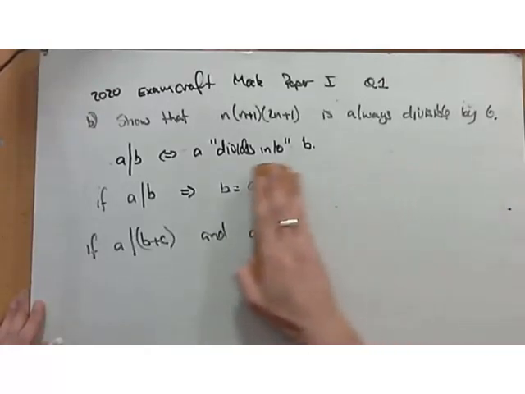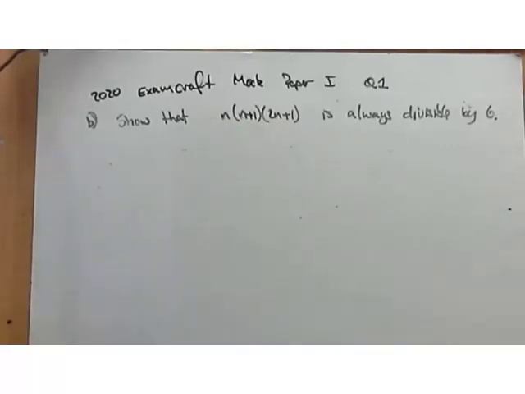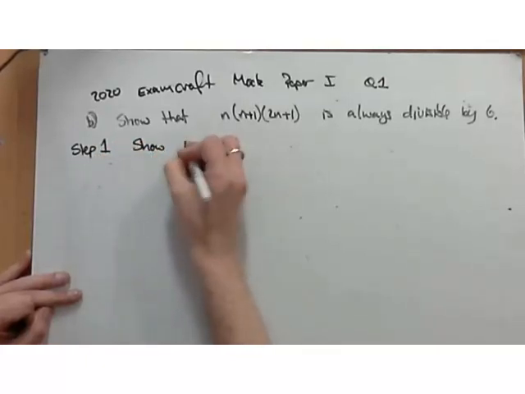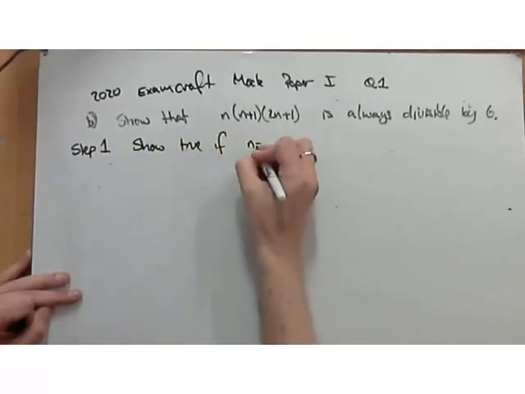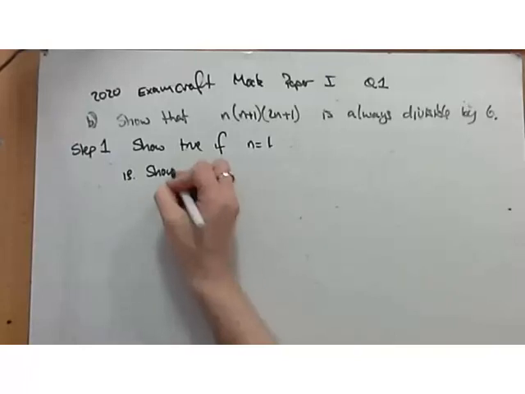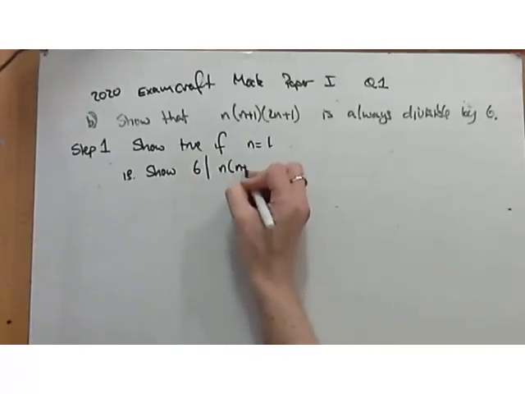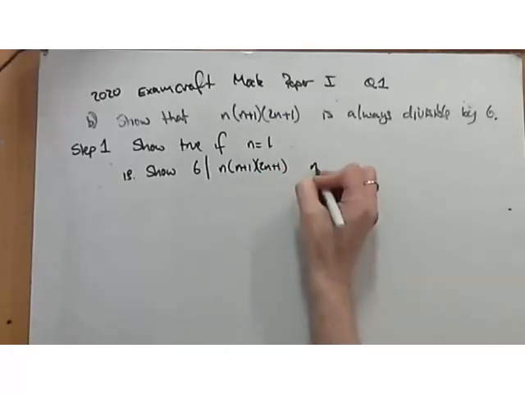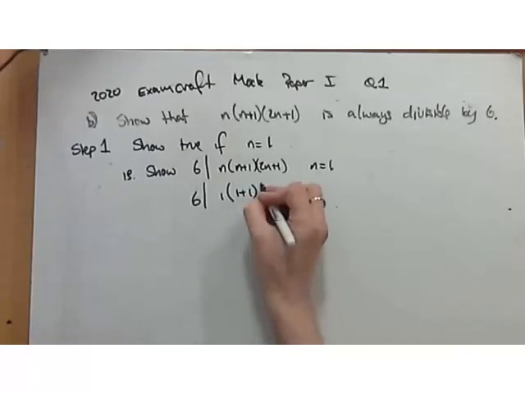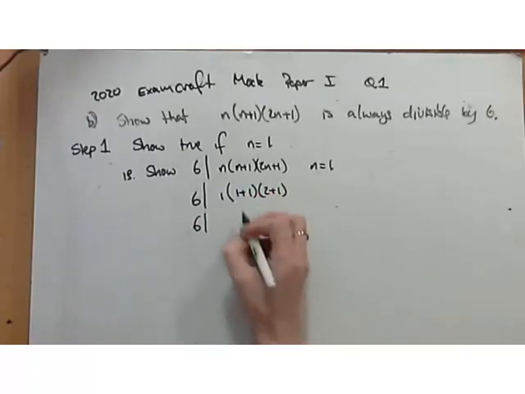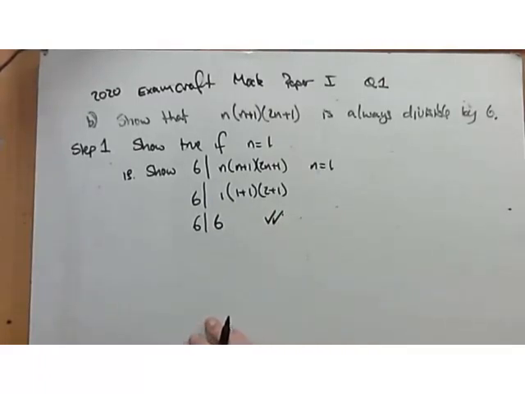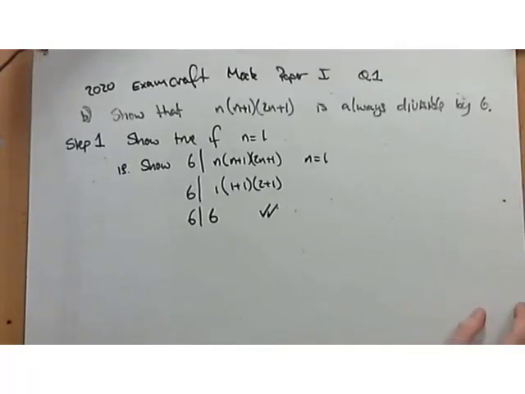Good. So step 1, we have to do these out. Step 1, show it's true if n is equal to 1, i.e. show that 6 divides into n times n plus 1 times 2n plus 1, where n is 1. So 6 divides into 1 times 1 plus 1 times 2 plus 1. That's 2 times 3, which is 6, and that is true. So that's the first part done.